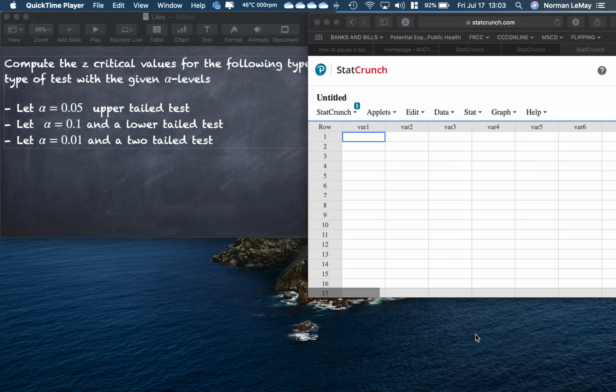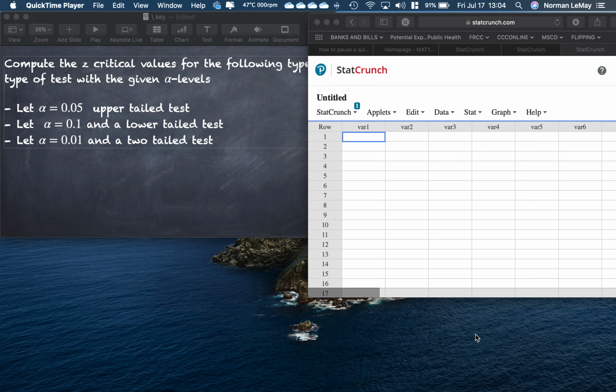First, I'd like to talk about finding the Z critical value. The Z critical value is used with proportions. So whether we have a single proportion or a double proportion, computing the critical value is going to be done the same way.